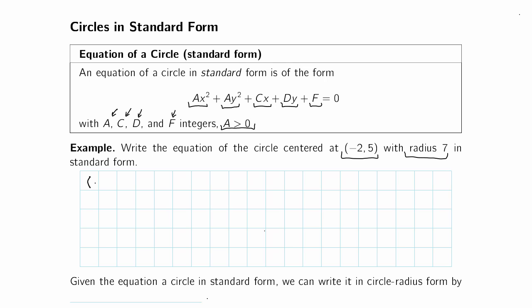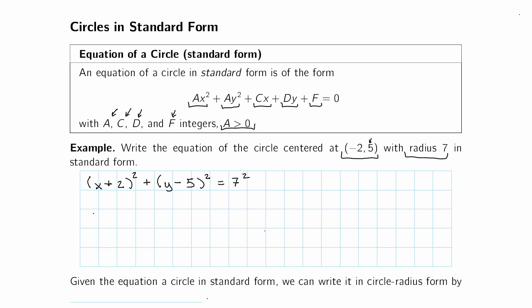That'll be x minus, the x-coordinate of our center is -2, so x plus 2 squared, plus y minus, the y-coordinate of our center is 5, so y minus 5 squared, equals our radius squared, 7 squared. So now that we have our equation, we can rearrange it to be in standard form. Our next step is to multiply everything out.